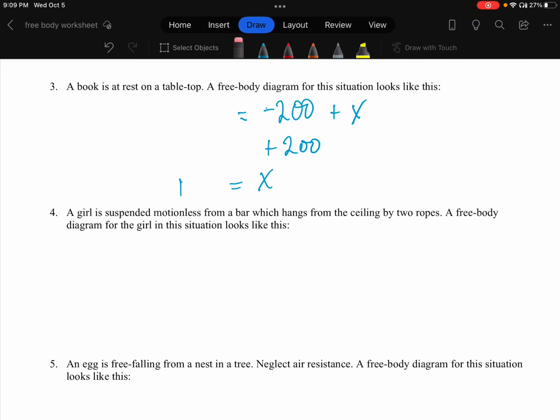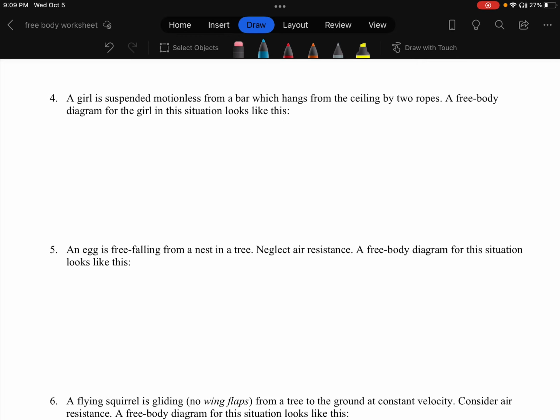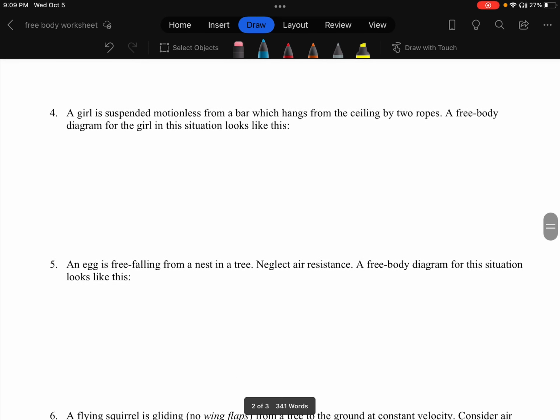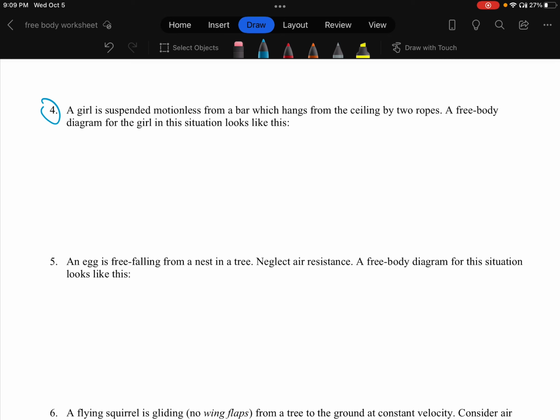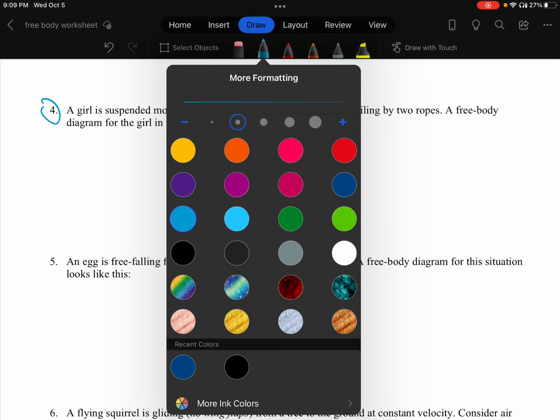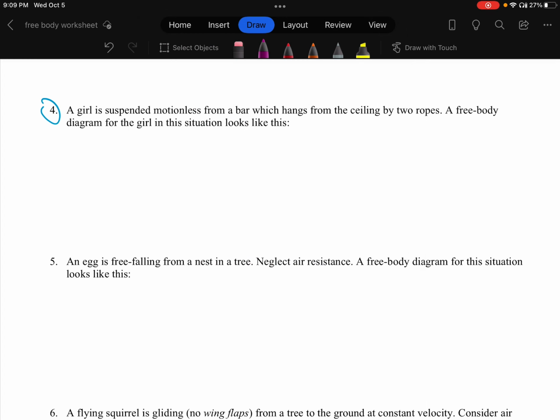Now we're looking at some of these word problems. This might be something nice to write down. Let's do number 4. So there's a girl who is hanging from a bar that's held up by 2 ropes.